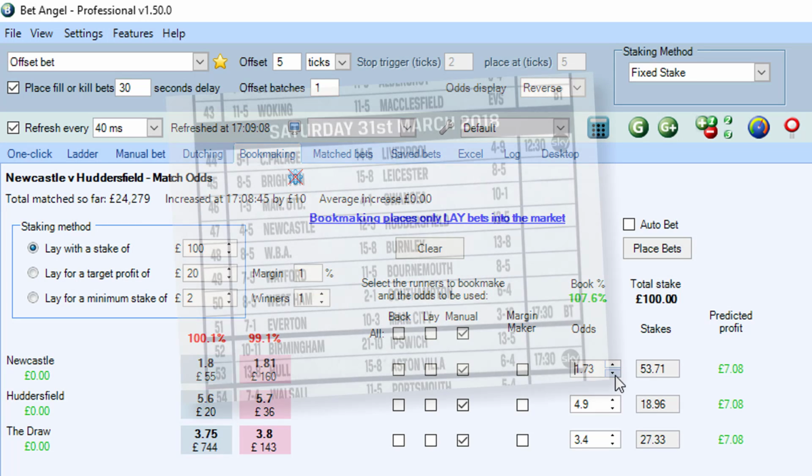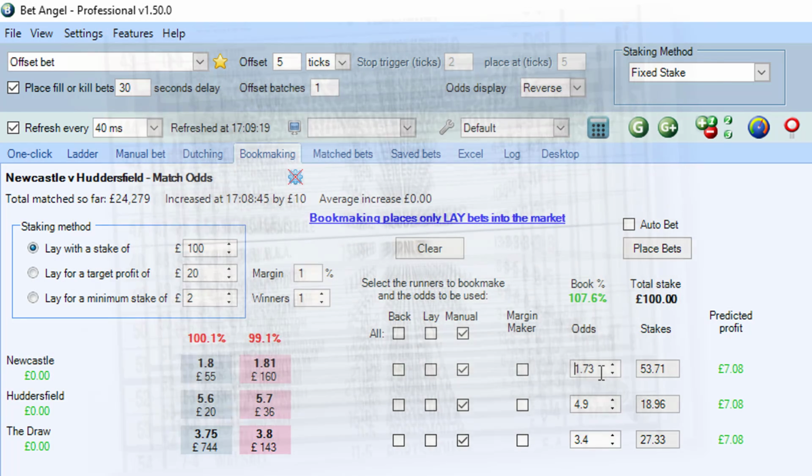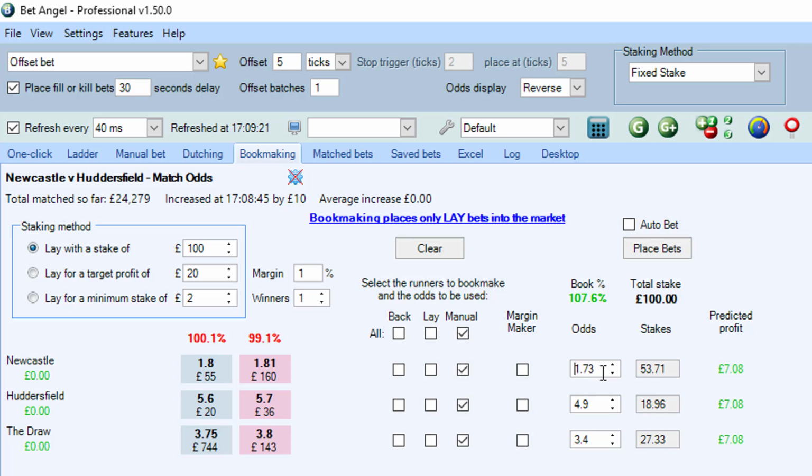So what I did was I nipped out quickly and went to my local bookmaker to find out what odds they were offering within this particular market. And according to the odds that I picked up on the coupon, they were offering 4 to 5 on Newcastle, which is decimal odds of 1.8. On the draw, they were offering 12 to 5, which is decimal odds of 3.40. And on Huddersfield, they were offering 13 to 5. Which is decimal odds of 3.6.